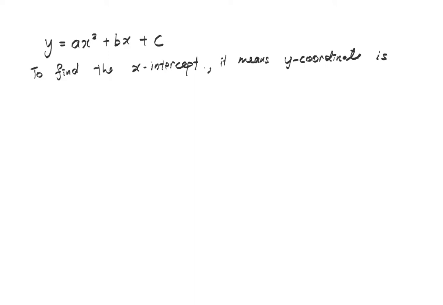Y coordinate is 0. So that means ax squared plus bx plus c equal to 0. You can solve this in 2 different ways. Am I right? Or I can say 3 different ways. One is using your scientific calculator. Do you know how to use your scientific calculator to get the answer for a quadratic function?